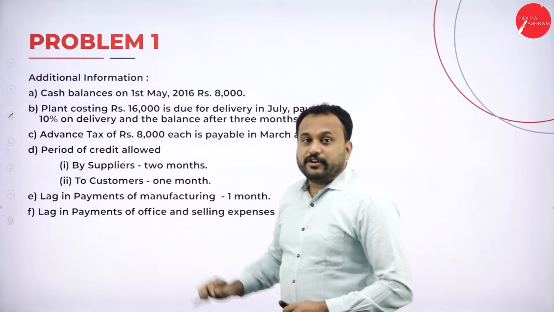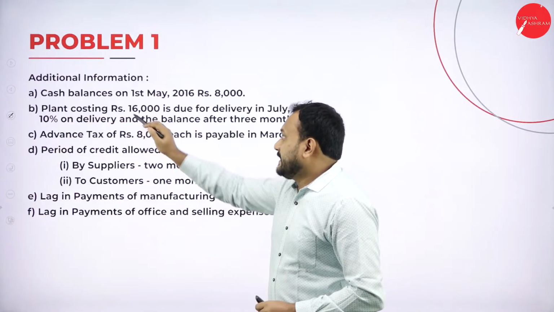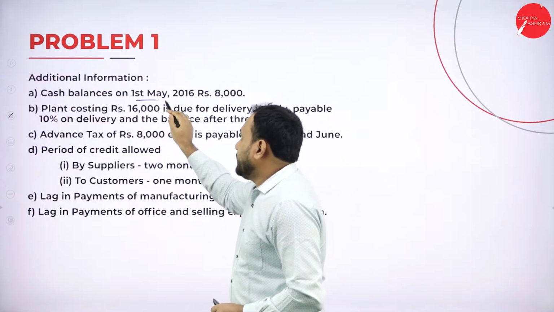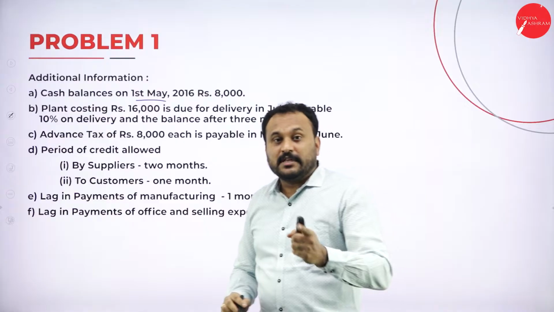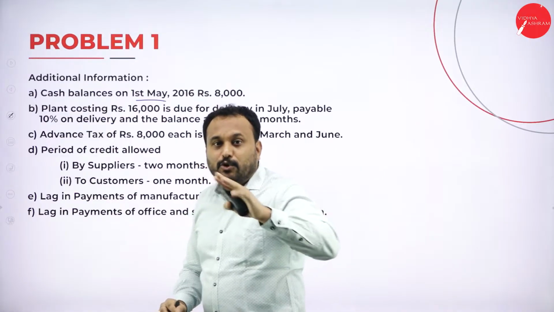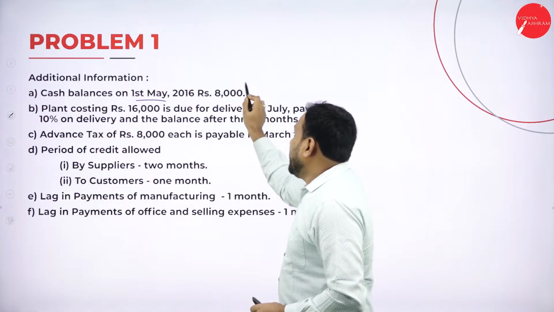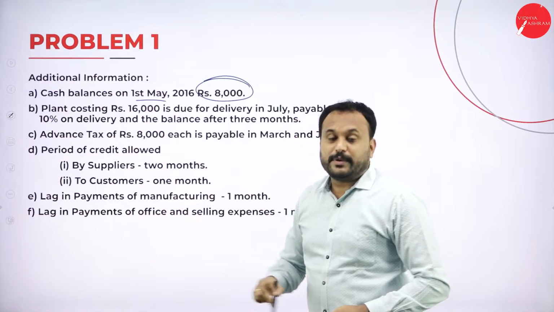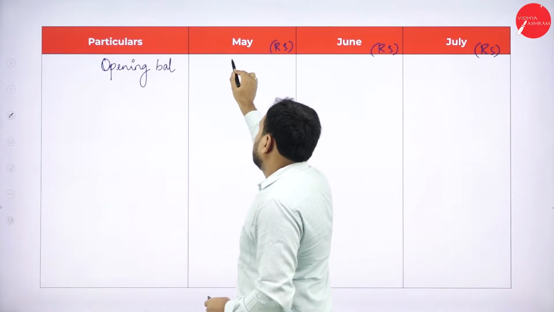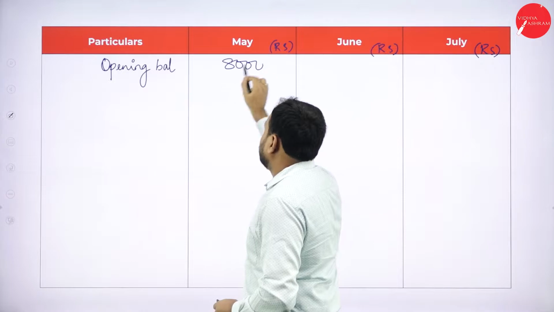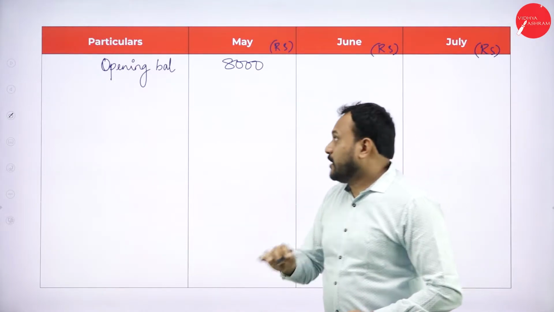Now the additional information. The first information is cash balance on 1st May. We are supposed to prepare for May, June, July. So the opening balance of May is what? 8,000 rupees. So I'll write here 8,000 rupees. Easy.